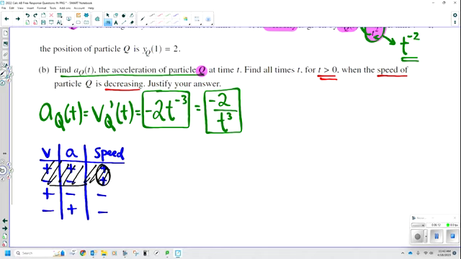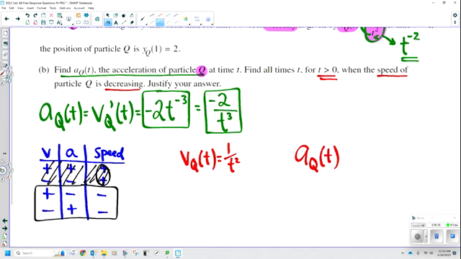We're just going to try and find a situation for particle q where my acceleration and velocity are different signs. Okay, so let's go ahead and start that process. All right, the velocity of particle q was 1 over t squared. And we just came up with the acceleration for particle q. That is -2 over t cubed. I'll use the fraction. When we're evaluating, like we have to here, it's always easier to have a positive exponent. So that's why I'm using the fraction.